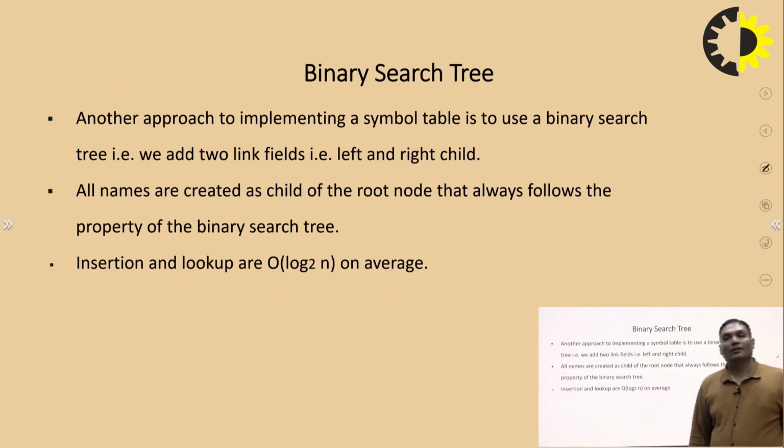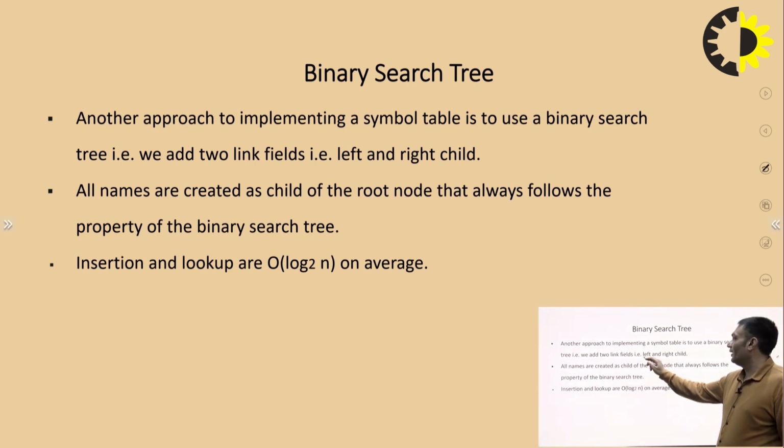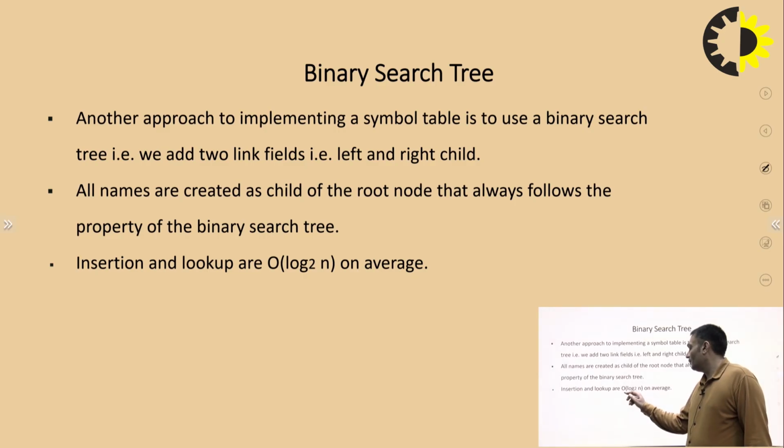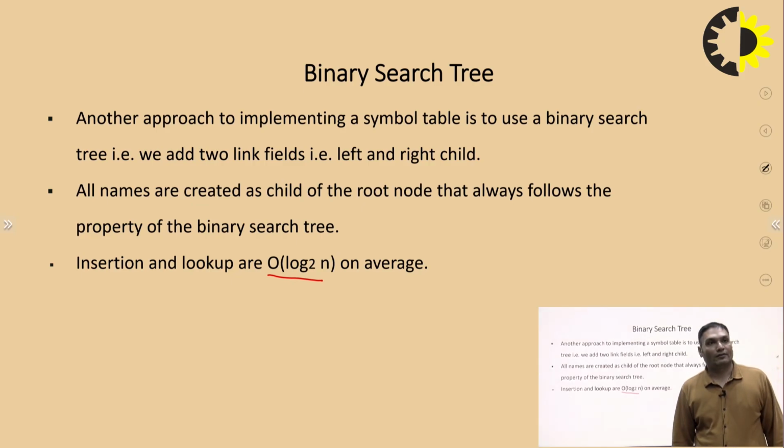Binary search tree is another data structure that can be used for implementing the symbol table. So binary search tree is used and it has 2 link fields, that is left and right child, and all the names are created as a child of the root node and always follow the property of binary search tree. And here insertion and lookup complexity are order of log base 2 n on an average case.